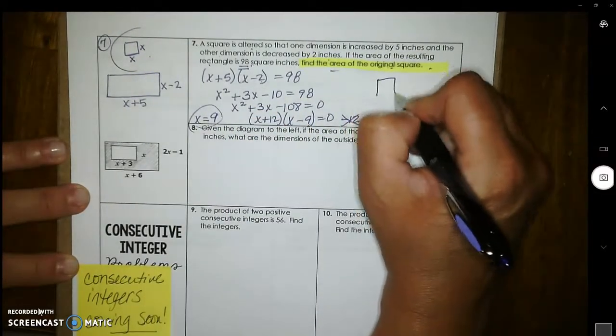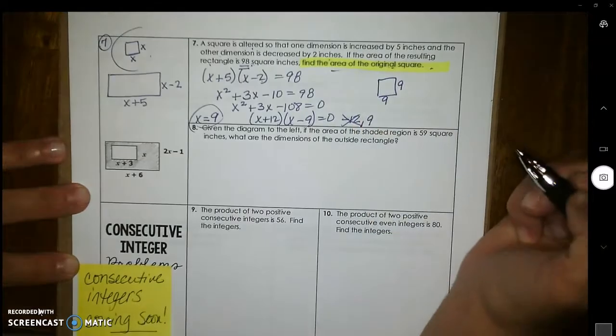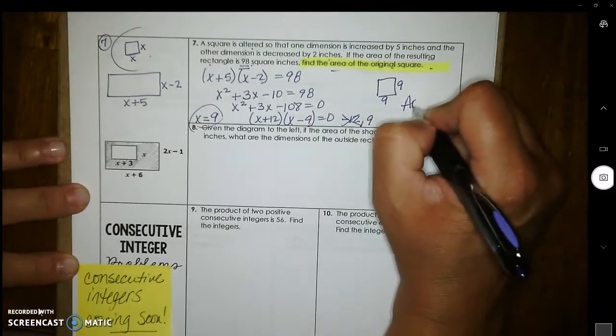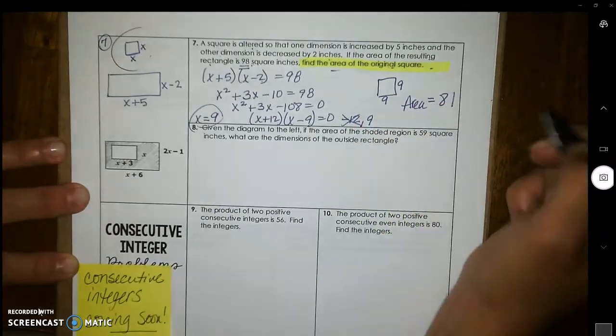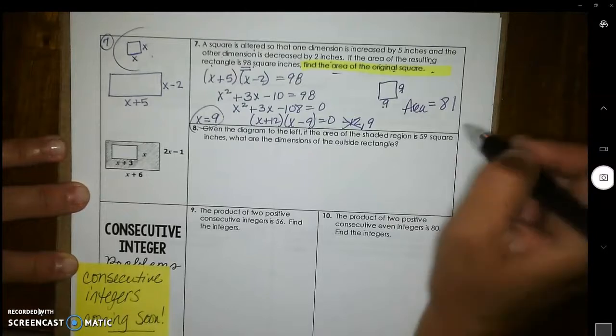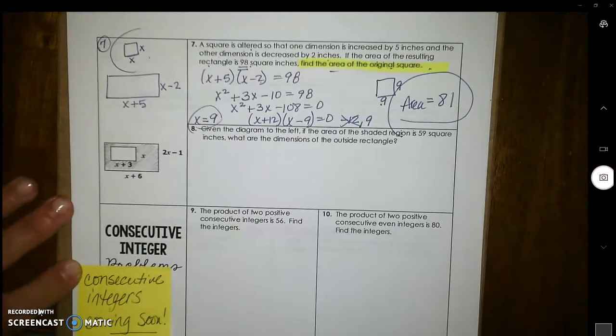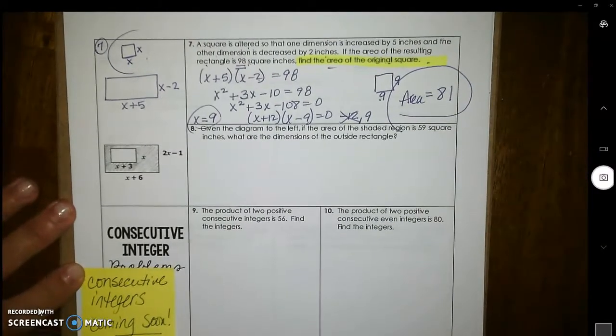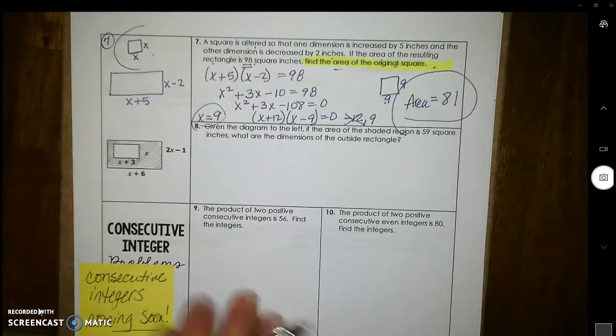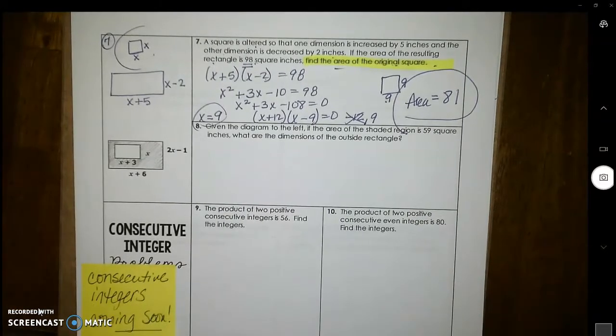So I know that my original square was a 9 by 9, and so it looks like the area is 81, because that's what length times width is. So there's my final answer. Okay? All right, let's take a look at number 8 and see what's going on with number 8.